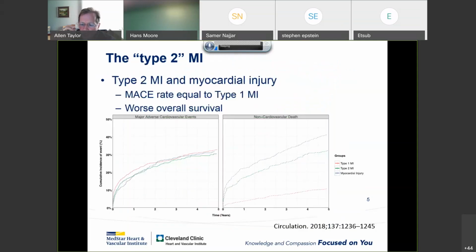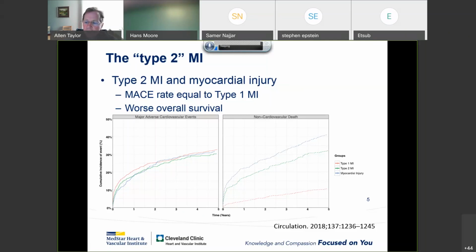What's interesting about the type 2 MI is shown here, and this is, I think, an insightful analysis from Circulation 2 years ago, type 2 MI. And we often hear, you'll see on the consult service around, oh, it was a demand ischemia event, nothing to worry about. And in fact, I think this is overlooking an event for this patient and their outcomes.